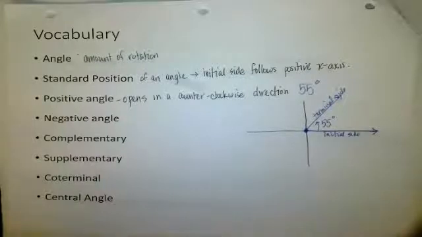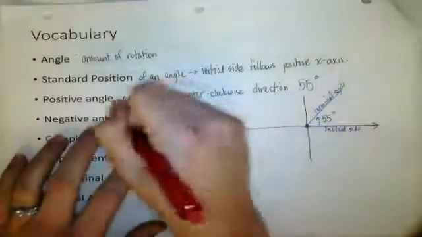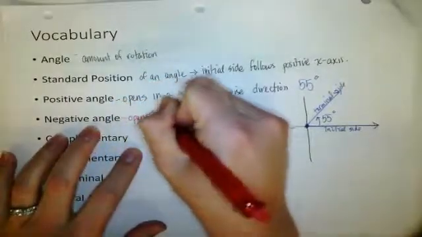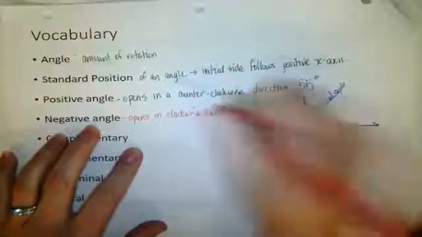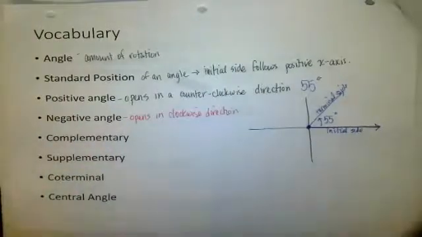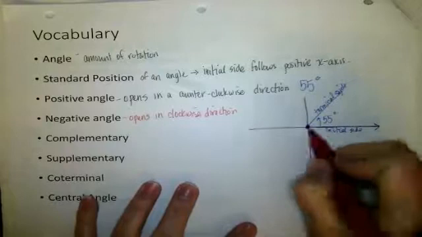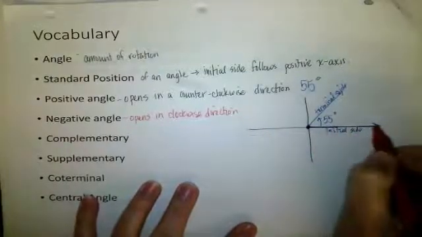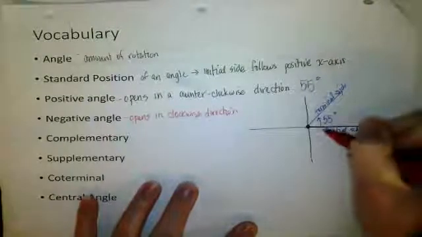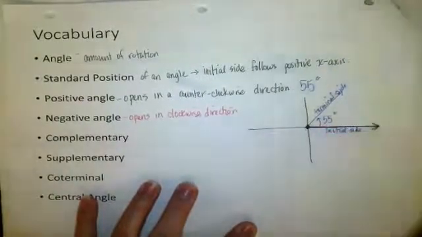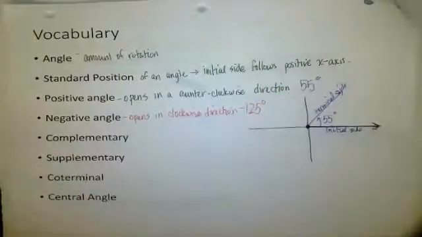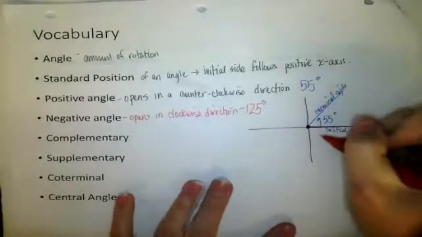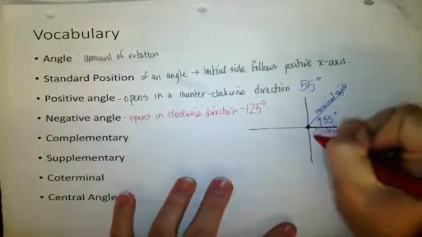Now, it's important that we understand that because we can also have negative angles. What do you think a negative angle is? Opens in a clockwise direction. And again, all of our angles are going to be from standard position. So it has an initial side, again, running along the positive x-axis. But now it's going in the opposite direction. It's going clockwise, opening downwards. So I'm going to call, let's see, 125. Negative 125 degrees would be a negative angle, which really just means it's 125 degrees in the clockwise direction.